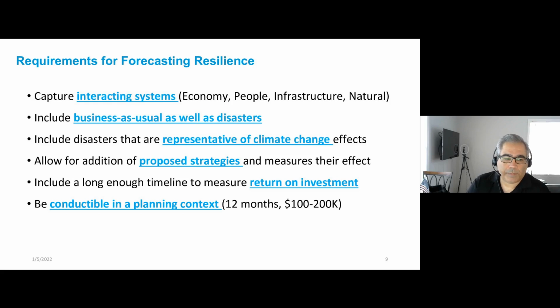And then finally, let's make all this conductable in a planning context. So in other words, a 6 to 12 month time frame for a community, and $100 to $200,000. This is what communities typically spend on their master planning efforts. Let's make it possible to actually do this study within that amount of time.